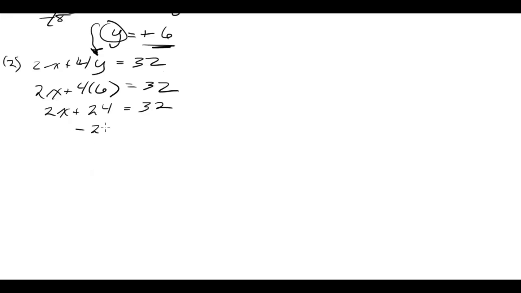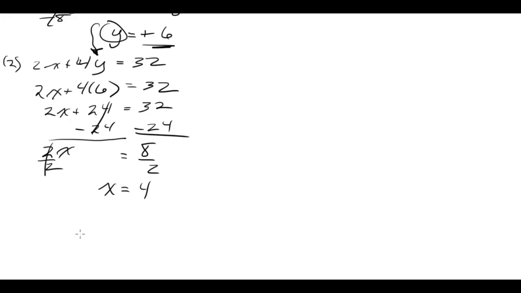Subtract 24 from both sides, and I am left with 2x, since the 24 goes away. 32 minus 24 is 8. Divide both sides by 2. 2 divided by 2 is 1. 1 times x is x. 8 divided by 2 is 4. So now I have the solution.